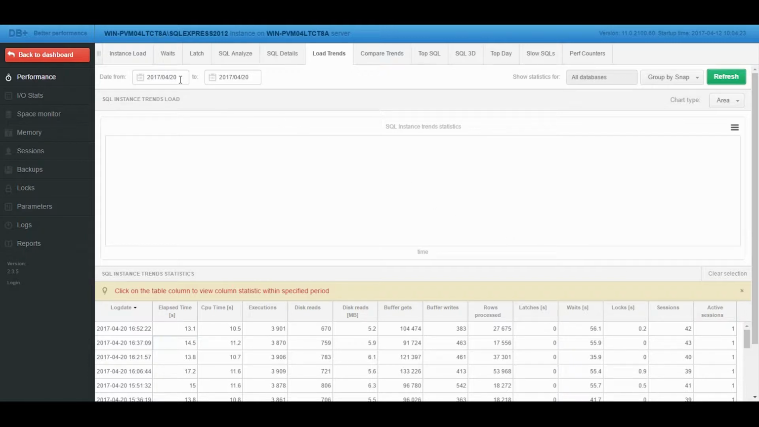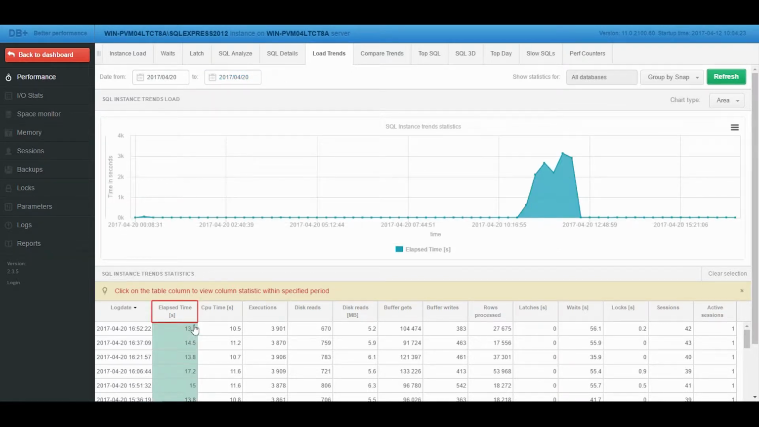During the first step, for the given time span, that is, 20th of April, we can see the query load time in a per snapshot version, that is, in 15-minute time spans. We can see that the elapsed time is between 12 and 14 seconds per snapshot. During certain hours, however, this time increases to more than 2,000 seconds per snapshot. Let's see what causes this instance problem.